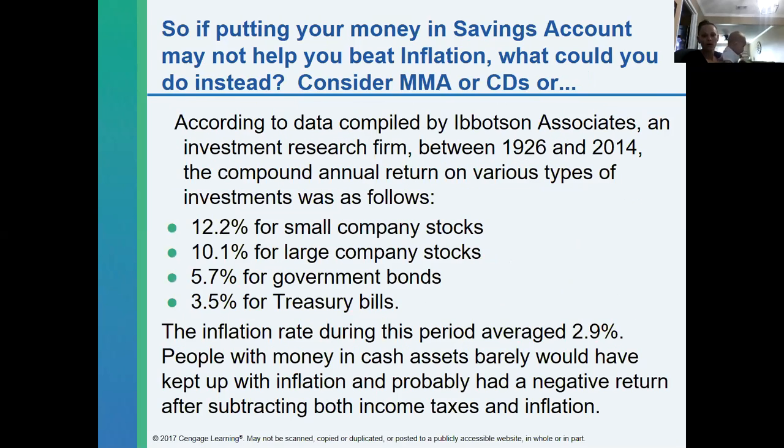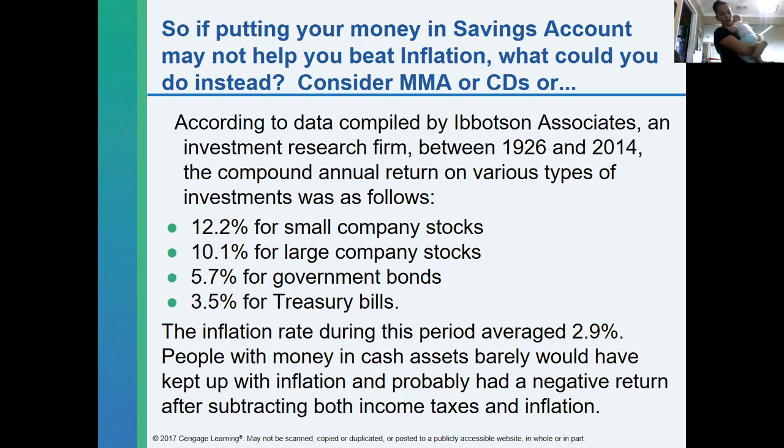Do not write this down. So this is what I was just talking about. From 1926 to 2014, so almost 90 years, small company stocks averaged a 12.2% return rate. Large company stocks were 10.1%. Government bonds were 5.7%, and treasury bills were 3.5%. Does that mean all small company stocks gave a return rate of 12.2%? No, some of them weren't successful, but on average, that's what it came back as.